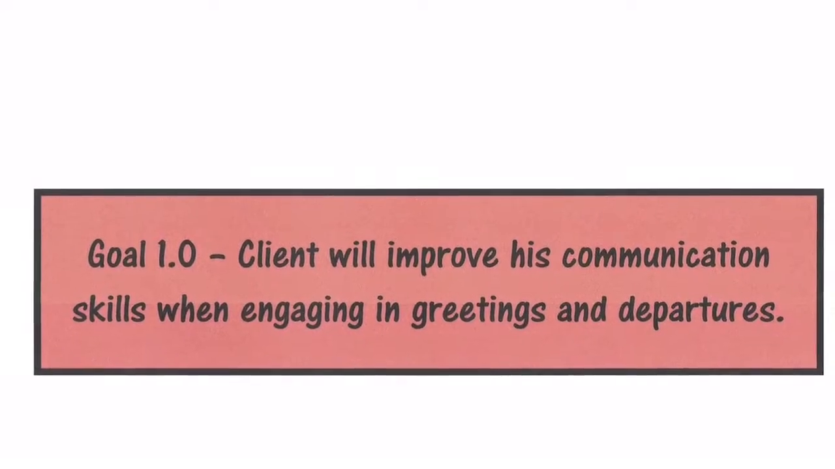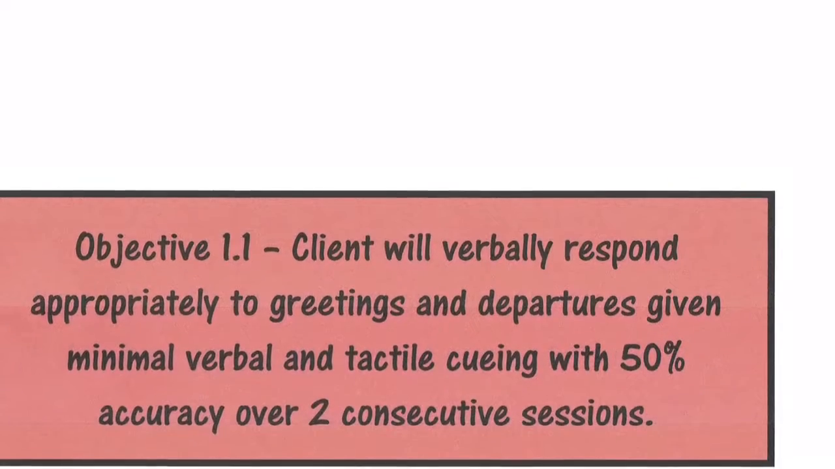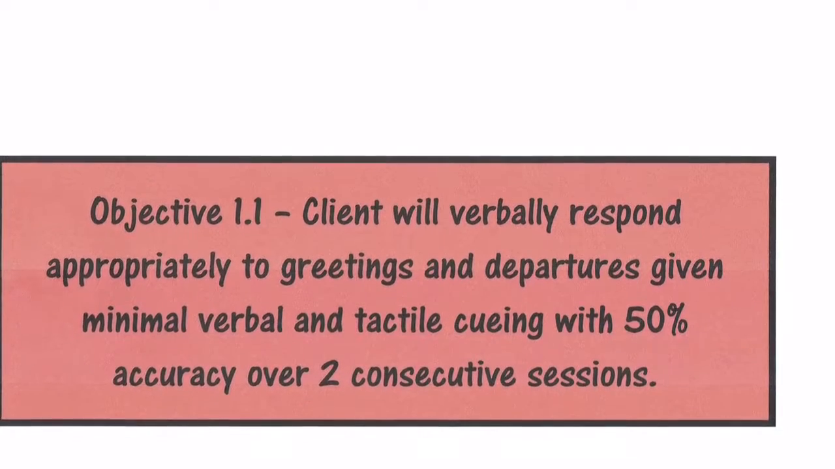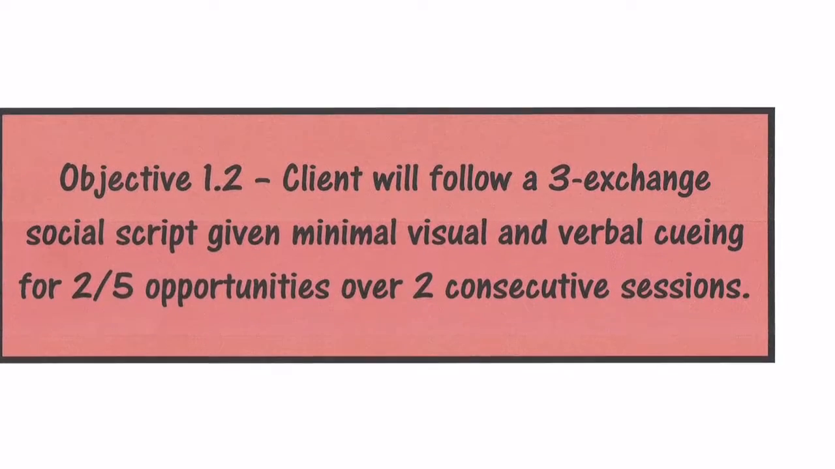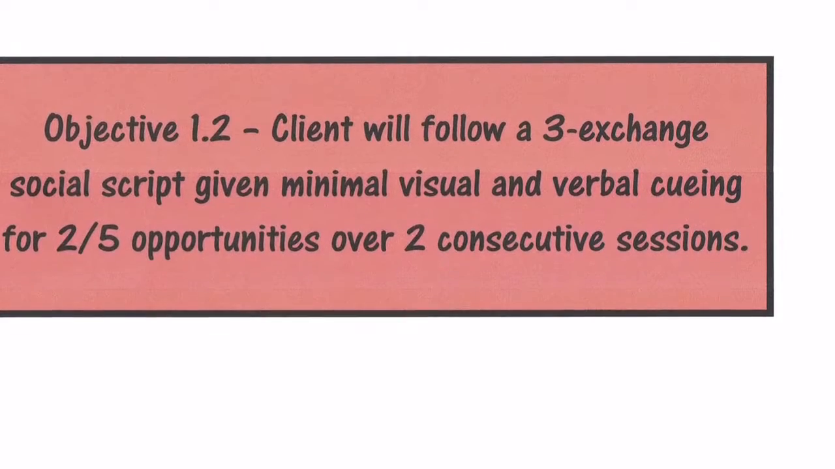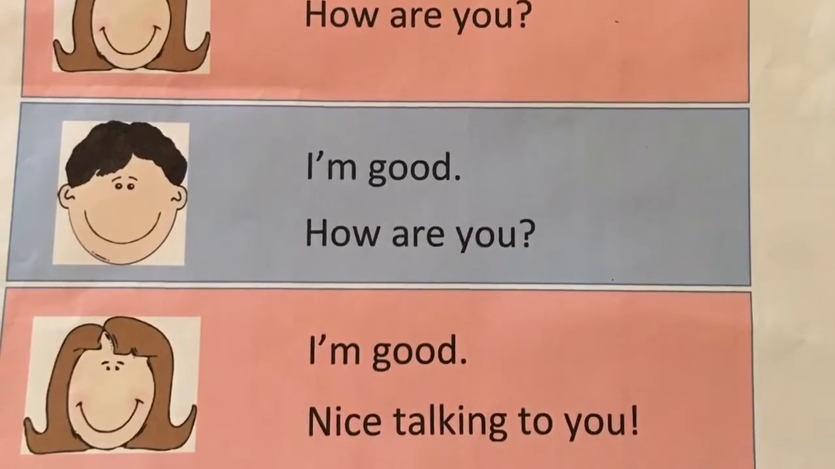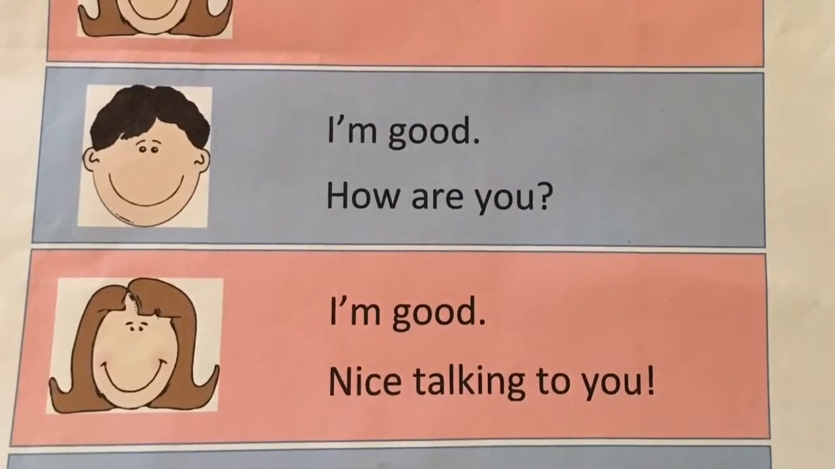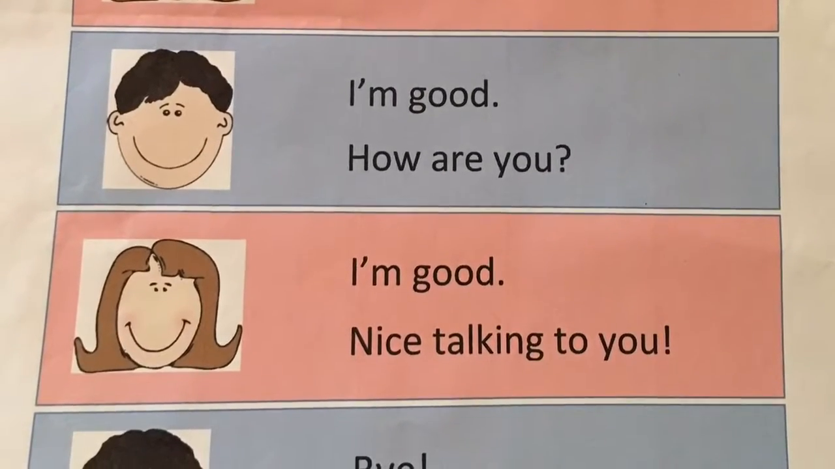His first goal states that he will improve his communication skills when engaging in greetings and departures. More specifically, Objective 1.1 states that Daniel will verbally respond appropriately to greetings and departures given minimal verbal and tactile cueing. Objective 1.2 states that Daniel will follow a 3-exchange social script given minimal visual and verbal cueing. These objectives are addressed in natural greetings and departures with the client each week and with a visual social script. A video clip was also recorded, and both were sent home for him to watch and practice with before coming for his session each week.